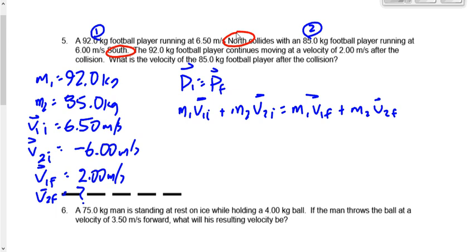Masses cancel. I think the example we did, the masses canceled, didn't they? How come they canceled in the example but not here? Yeah, same masses in each term cancel, different masses don't.